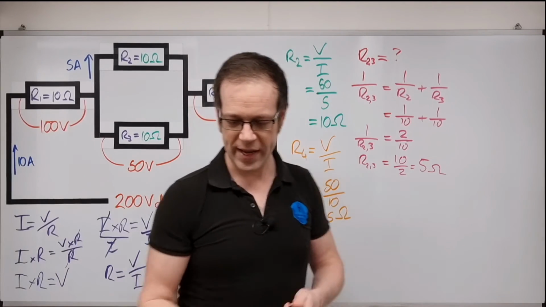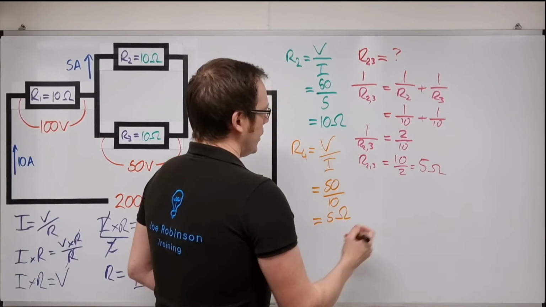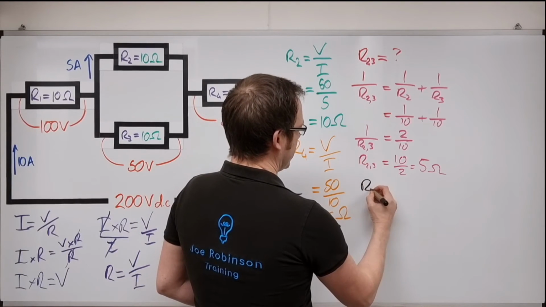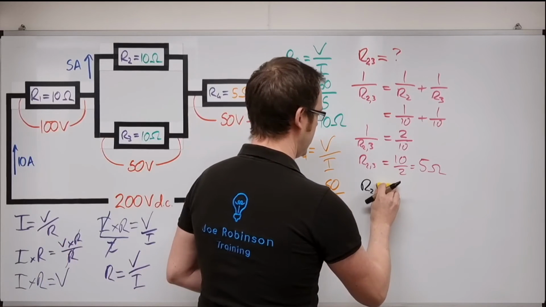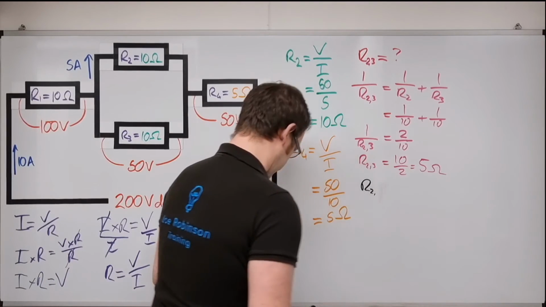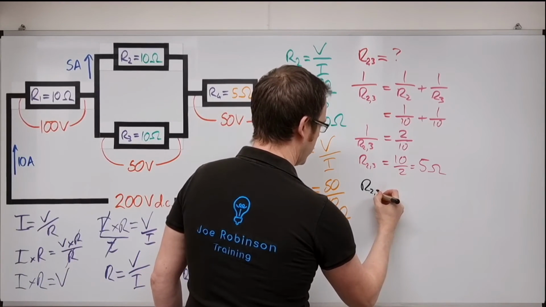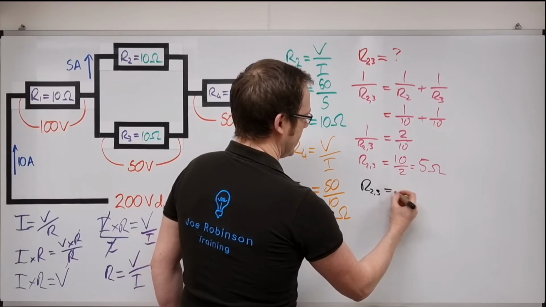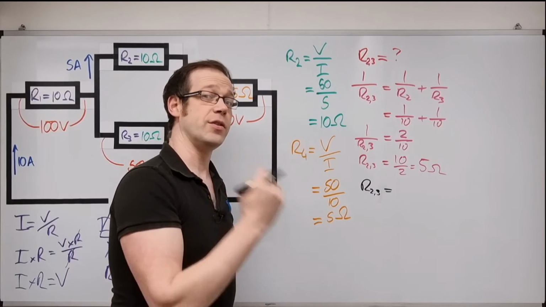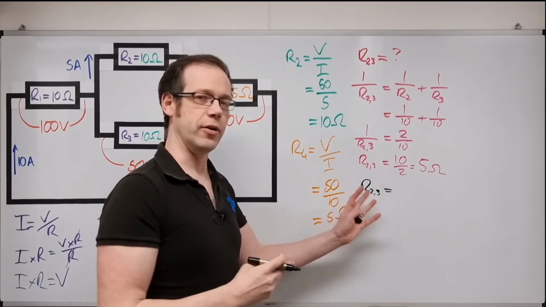I'm going to change pen colours, we're going to go for black now. So we could find this by doing R2,3. Make that a little bit big. Get rid of that. There you go. No mistakes, just happy little accidents, as Bob Ross would say. So R2,3, we could say, is equal to the product over the sum of those 2 values. So I'm just showing you another way to do this.